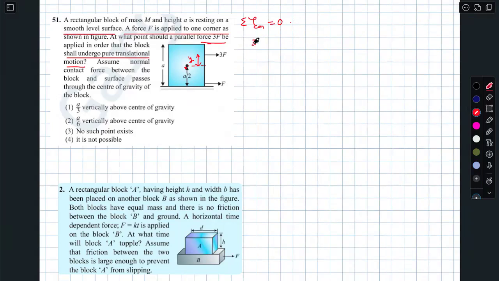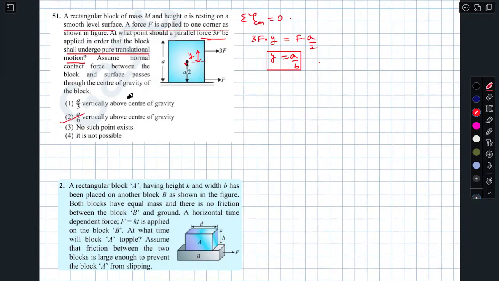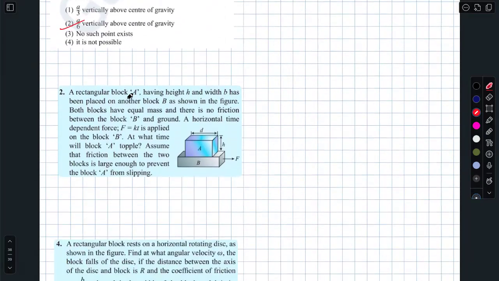So therefore, 3F times Y is equal to F times A by 2. So therefore, Y is A by 6. Right. A by 6 vertically above the center of gravity. Any doubts, boys?